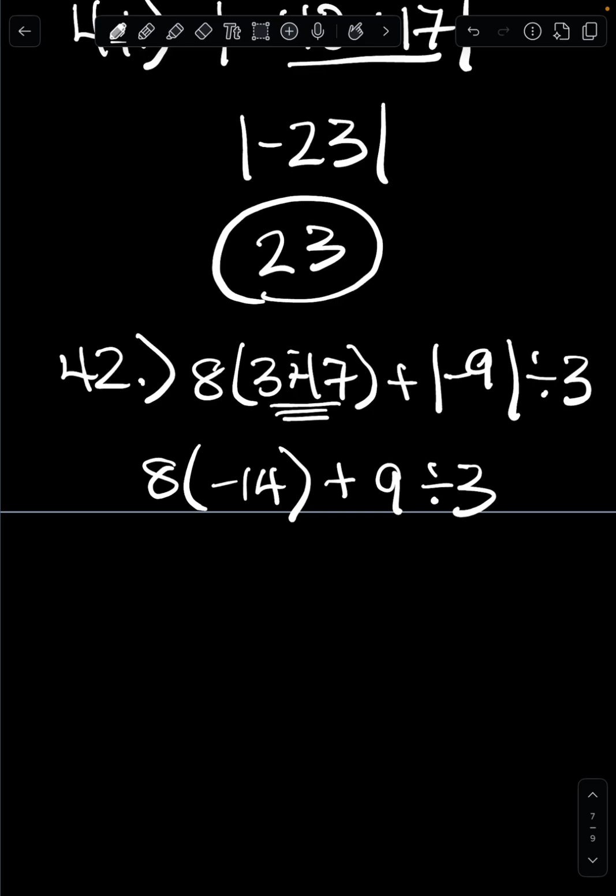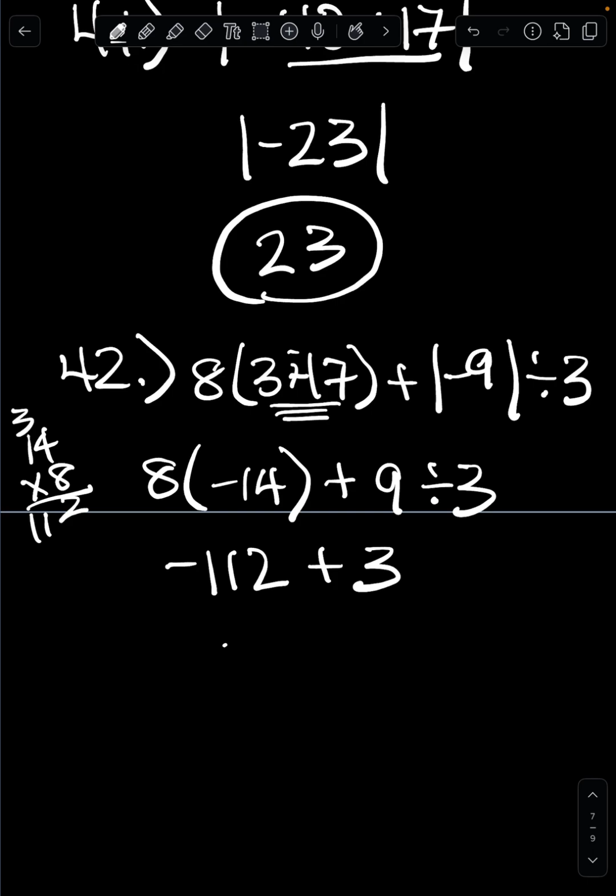Okay, so we need to do 14 times 8, which is 112. It's negative because there's one negative involved here, plus 9 divided by 3 is 3. And then the signs are different, so find the difference. Keep it negative because the 112 is negative.